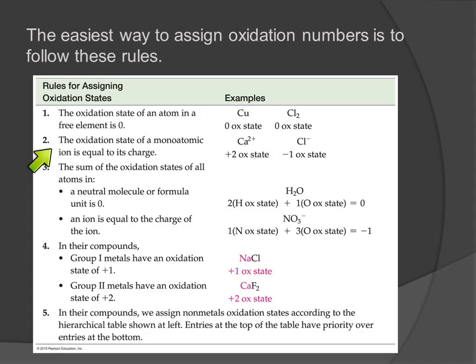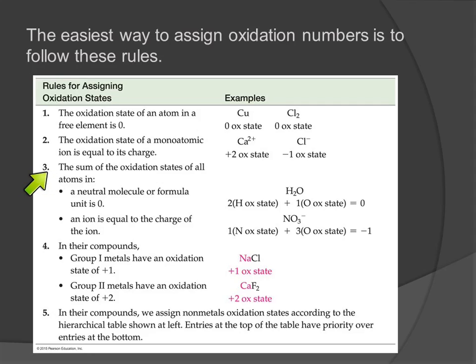If you have a monatomic ion, the oxidation state is equal to the charge. So here we have calcium 2+ ion. It's a single atom as an ion, and so the charge is the same as the oxidation state. So that's +2 oxidation state. Chloride is -1.